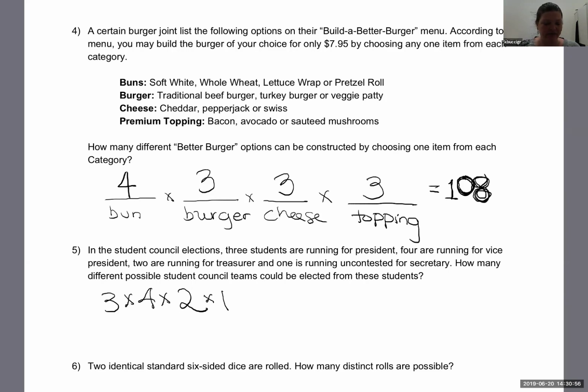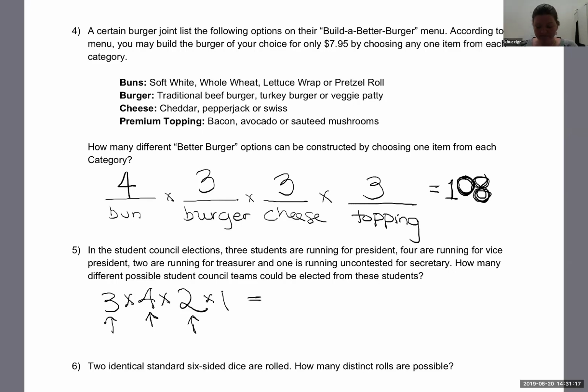Okay, but yeah, exactly. I have 3 choices for president. I have 4 choices for vice president. I have 2 choices for treasurer. And in this case, even if it was the same pool of students, having Jack as treasurer and Jill as vice president is not the same as having Jack as vice president and Jill as treasurer. So order really does matter. So I would use this method.